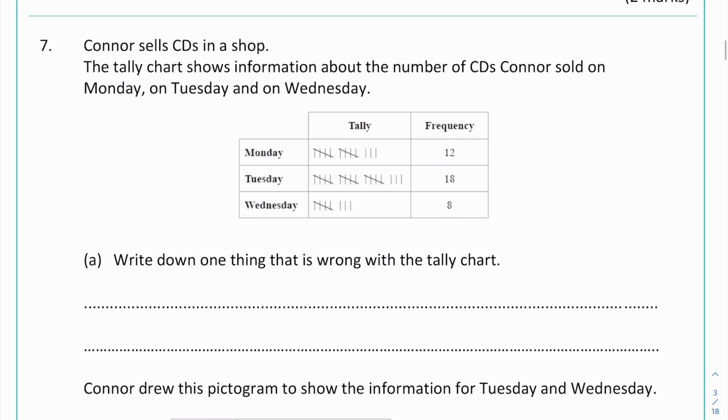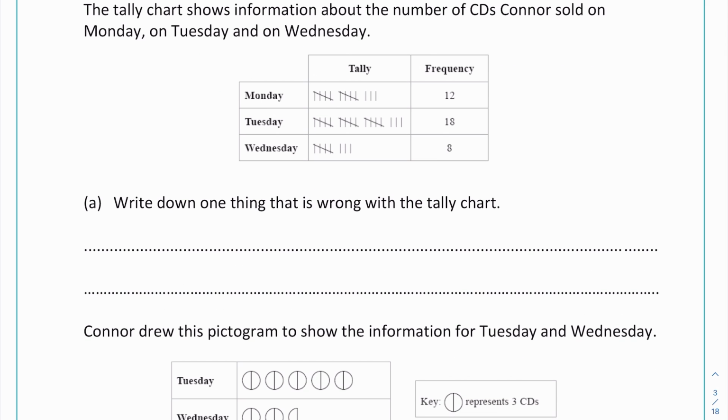Connor sells CDs in a shop. The tally chart shows information about the number of CDs Connor sold on Monday, on Tuesday and on Wednesday. Write down one thing that's wrong with the tally chart. Well, other than drawing the tally incorrectly, the only other thing that you could do wrong is count up the tally incorrectly. So if we have a look and see if they've been counted correctly.